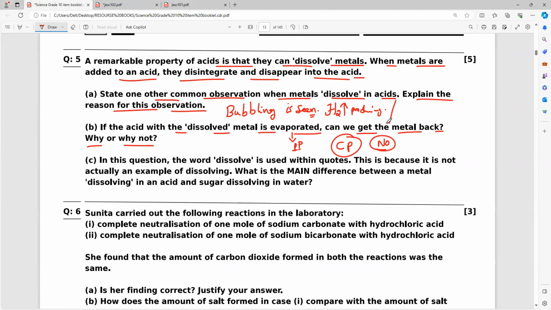So you can write that also: it will feel warm to touch because it is an exothermic reaction. Next, third part. In this question, the meeting is going to end, then we'll come back and finish it.